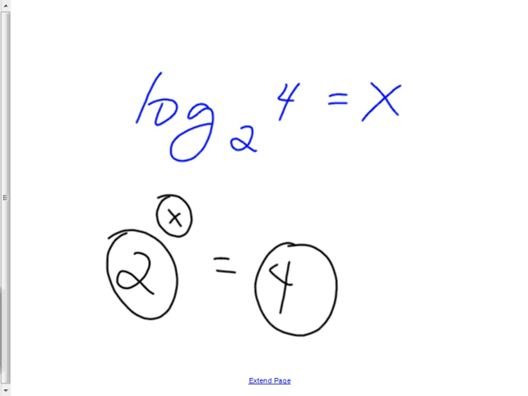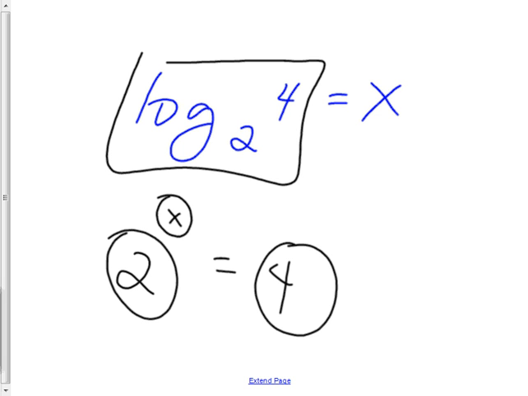Very good. Now that you see it in exponent form, can you tell me what the answer is? X must be 2, because 2 to the second is 4. Now I can look at this and not even have to rewrite it in my head and say, I know the answer is 2. Why? Because what I do is rewrite this 4 as 2 squared. Would you agree 2 squared is the same thing as 4?